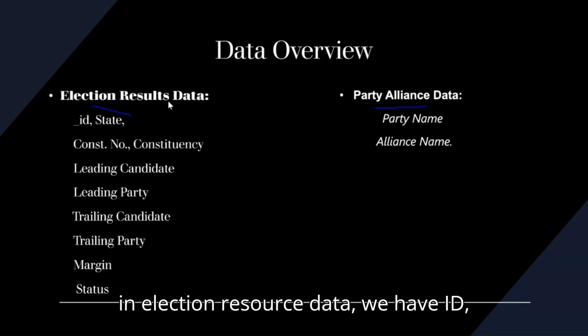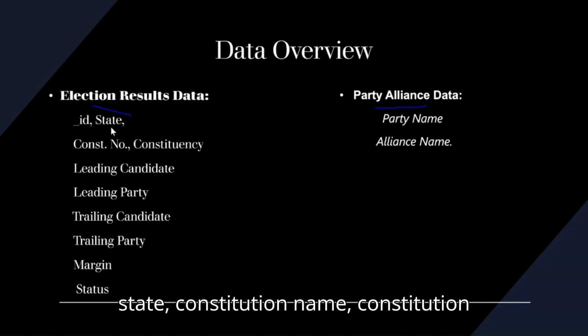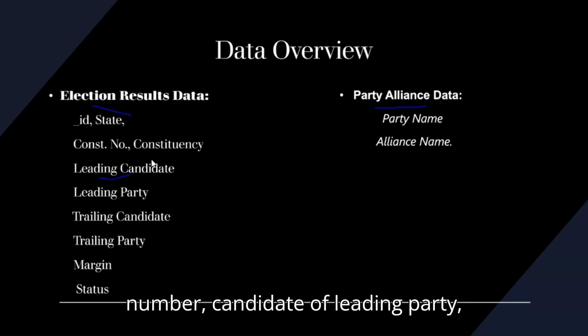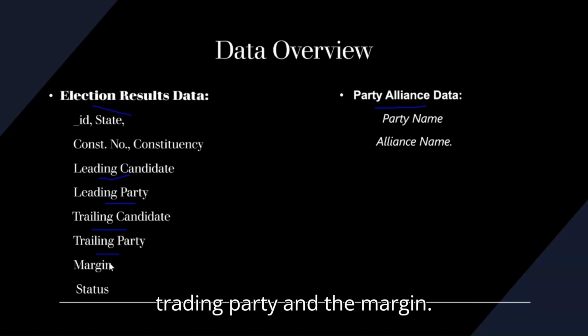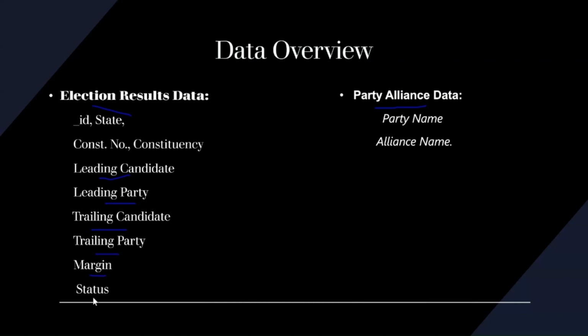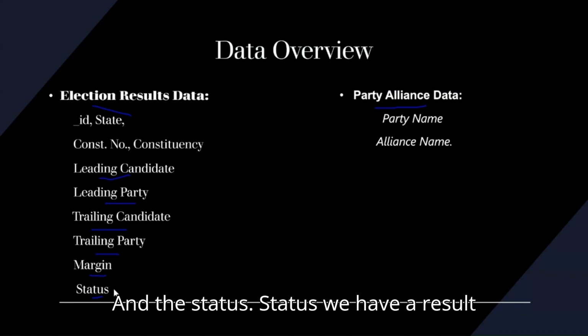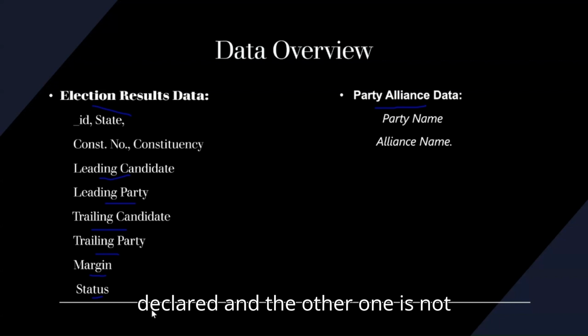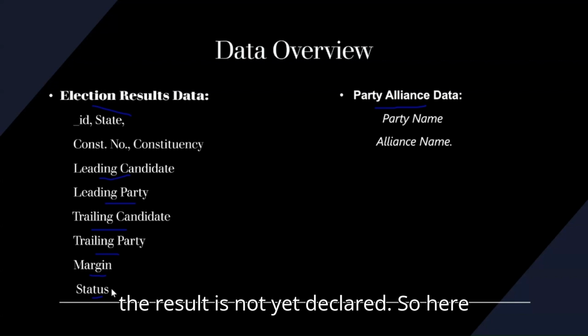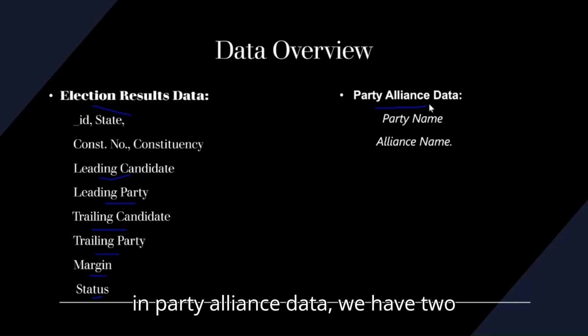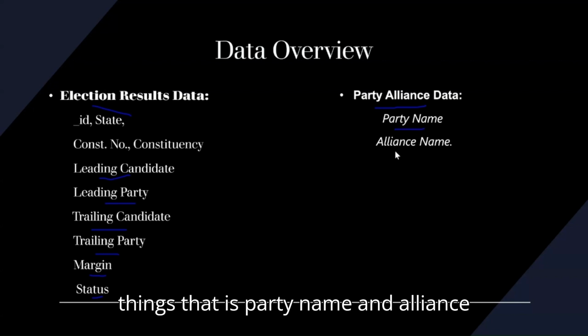In the election result data, we have ID, state, constituency name, constituency number, leading candidate, leading party name, trailing candidate, trailing party, the margin, and the status. For status, we have result declared and not declared. We have one constituency where the result is not yet declared. In the party alliance data, we have two things, that is party name and alliance name.